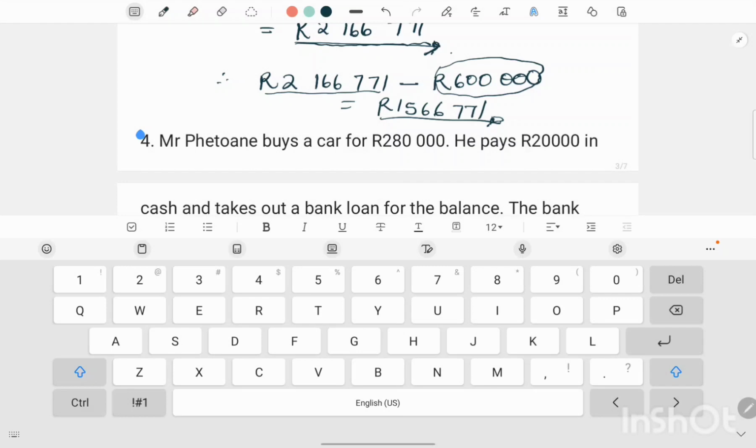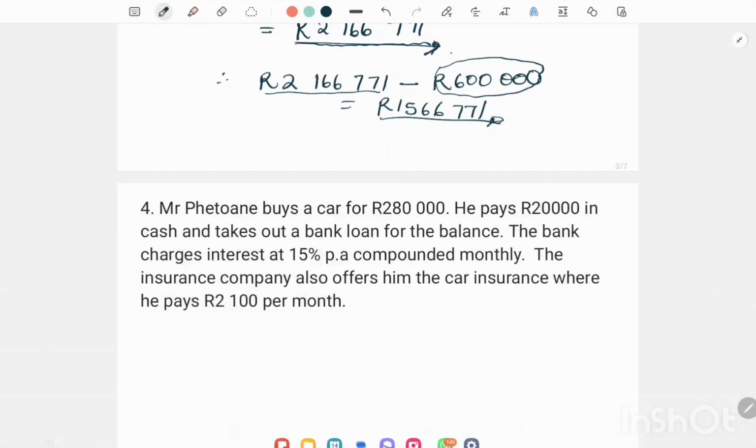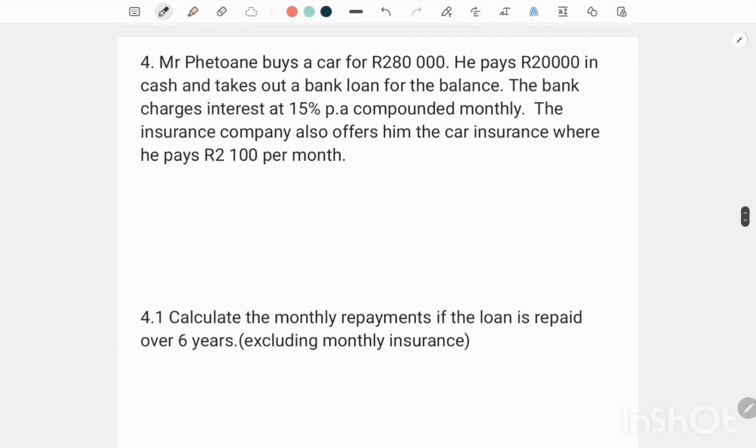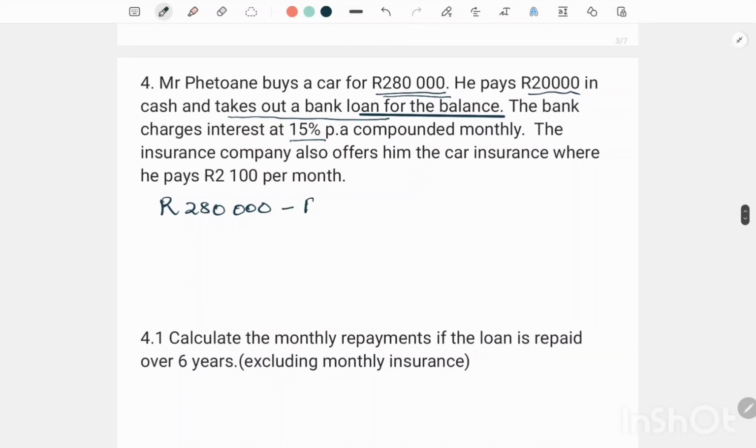Number 4. Mr. Phetoane buys a car for 280,000. He pays 20,000 in cash and takes out a bank loan for the balance. The bank charges interest on that. So it means, guys, this person, Mr. Phetoane, the cost of the car was 280,000. Then he decided to pay 20,000.